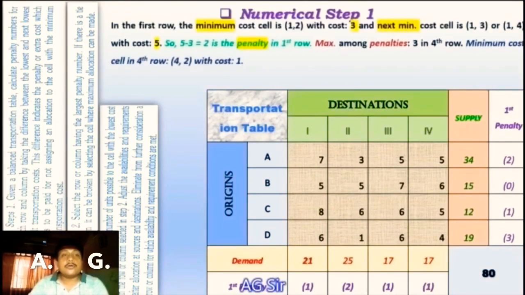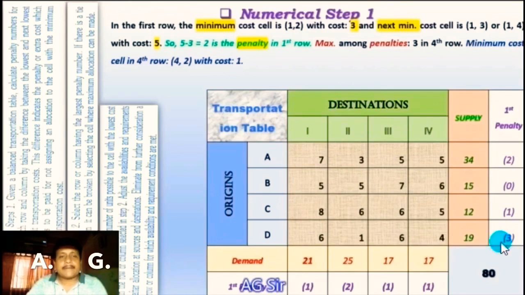Next, what you do? You determine the maximum among all these penalties. You find that the maximum value among these penalties is 3 and this 3 occurs uniquely in this case in the fourth row. If there is a tie, what you should do? Okay, don't worry. We have already discussed one such case in this example as well. You shall learn it.